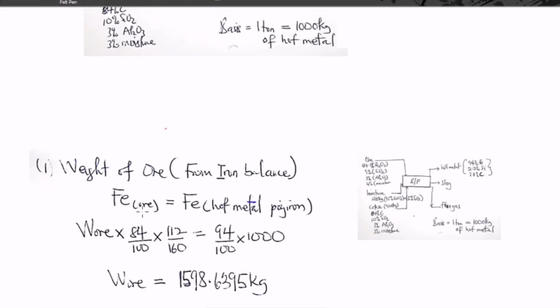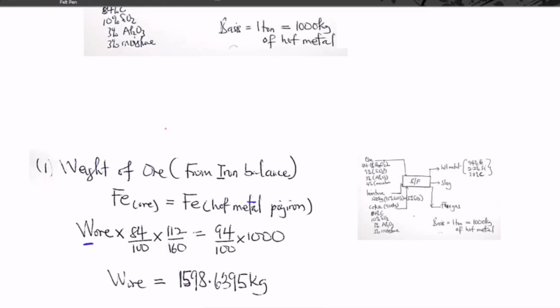So balancing it, because there's iron in the ore, the iron in the ore is equal to the iron in the hot metal. You can see that we have 94% of iron in it. So this is the balancing. Input must be equal to output. So you try doing it. We make W represent the weight of the ore. Then we are doing iron balance. So we come here, have 84% of hematite, which also includes iron. So 84 over 100.